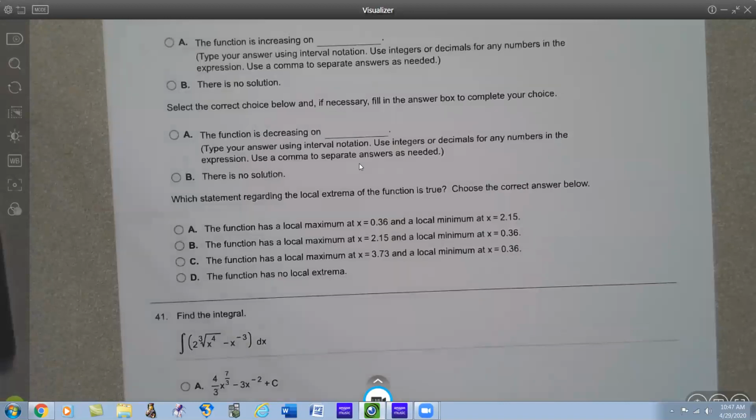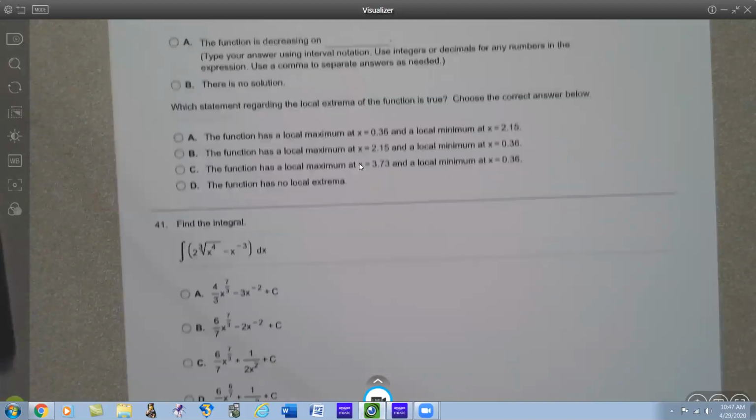So what about integration, guys? How do you feel? Pretty good.